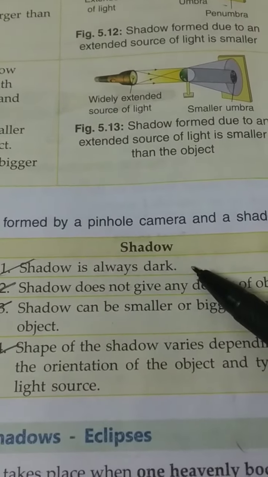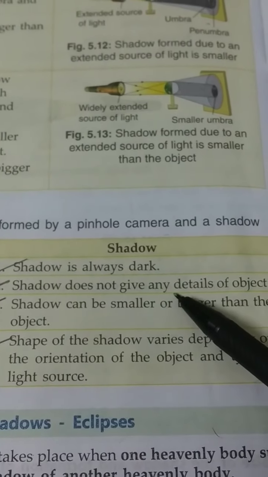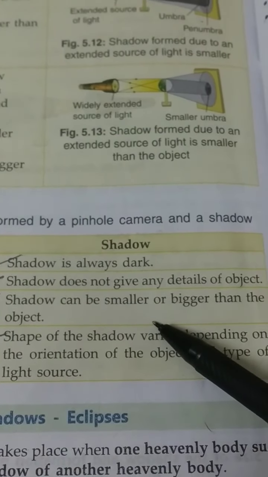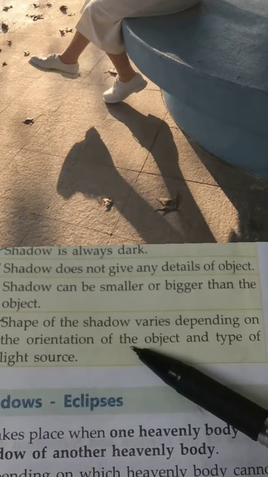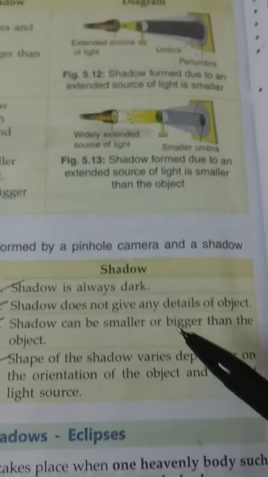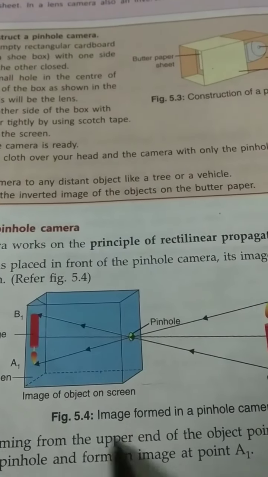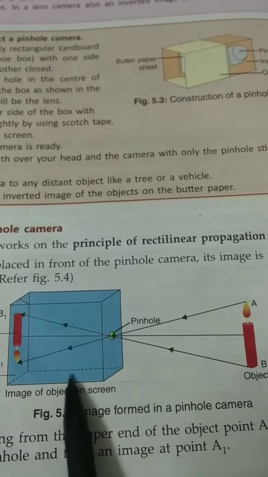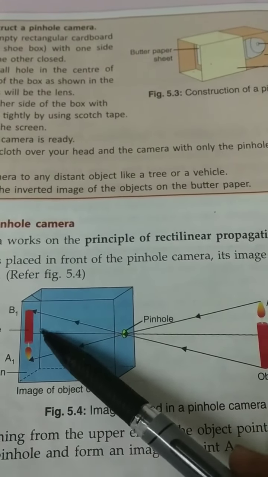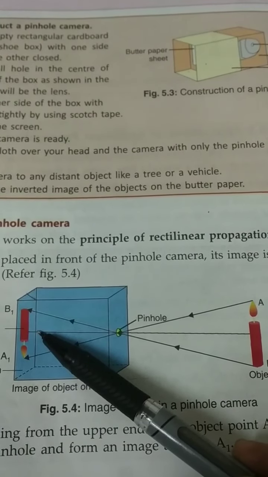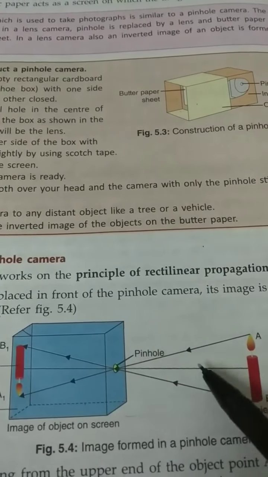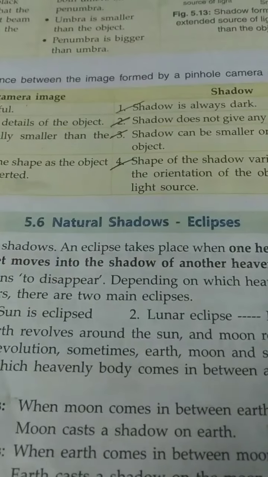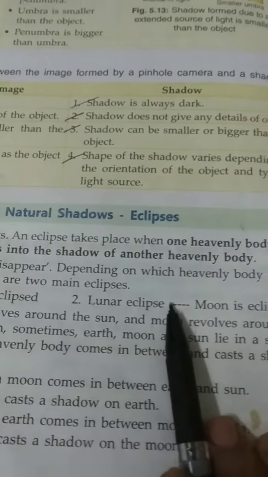Shadow. Shadow is always dark. Shadow does not give any detail of the object. Shadow can be smaller or bigger than the object. Shape of shadow varies depending on the orientation of the object and the type of the light source, which we already discussed today. In case of a pinhole camera, you can see this diagram and all the points will be clear. Colorful image, proper outline and shape of the object, inverted image, and image generally smaller than the object. About eclipses we already discussed in the previous video.